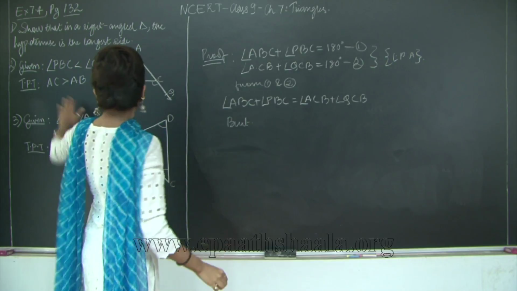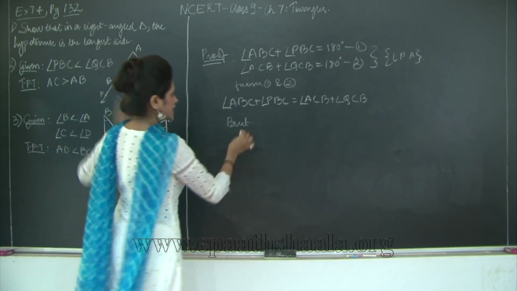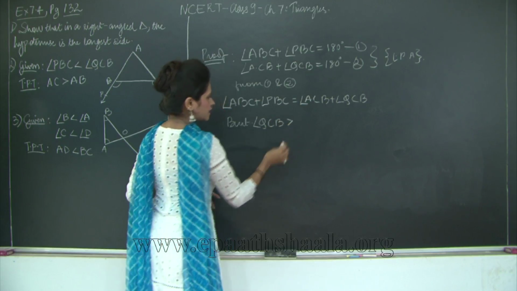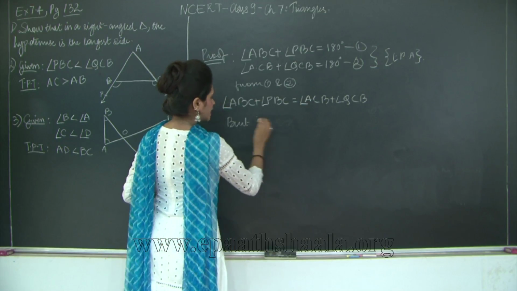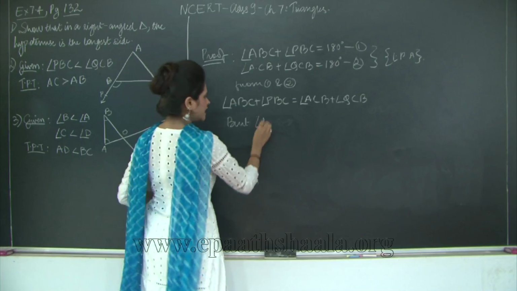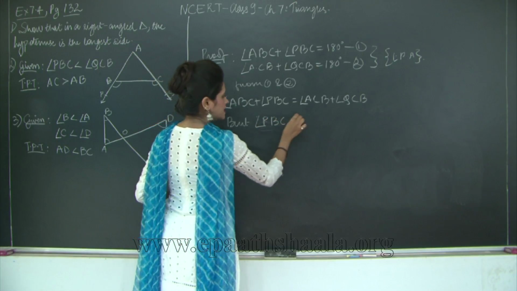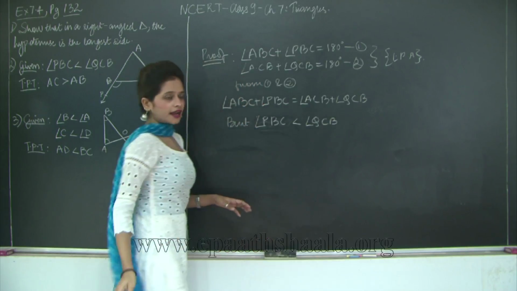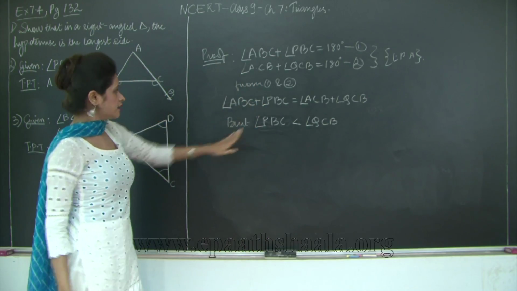But we have which angle is greater? QCB is the greater angle. So I'll say angle QCB is greater than, or rather I'll just say angle, because we have PBC on the left hand side, I'll say angle PBC is less than angle QCB. Correct?